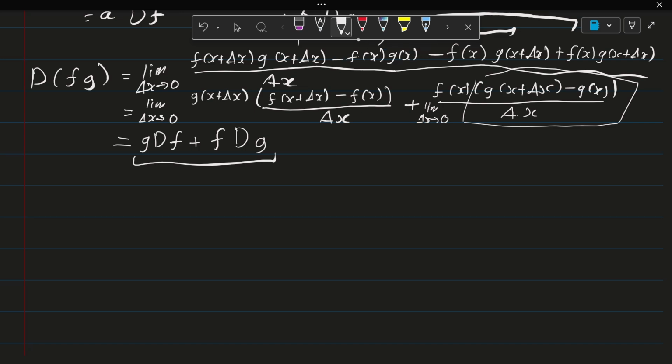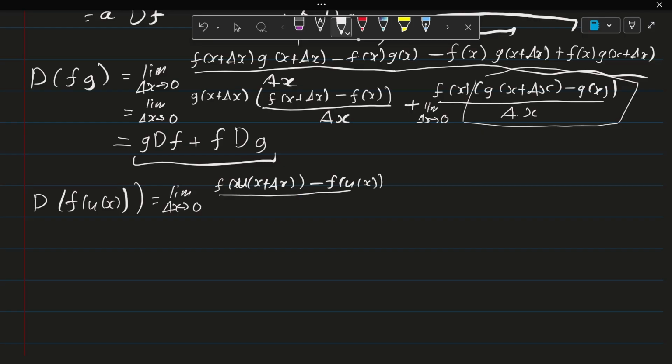And so now I want to discuss the chain rule. So the chain rule basically tells you that it's the df of u of x. So you could see that there's a function inside a function. So how do you solve this again? Well, we could just straight away use the definition again. So it will be f of u(x + Δx) minus f of u(x). Divide that by the Δx, right?